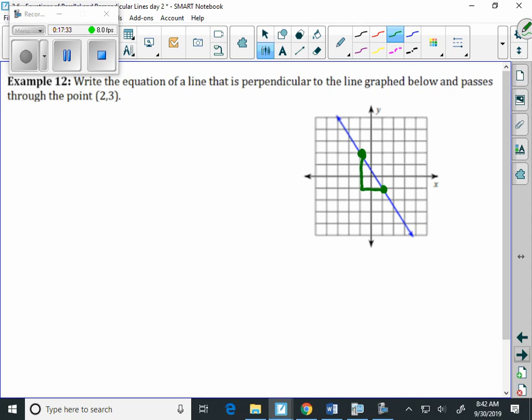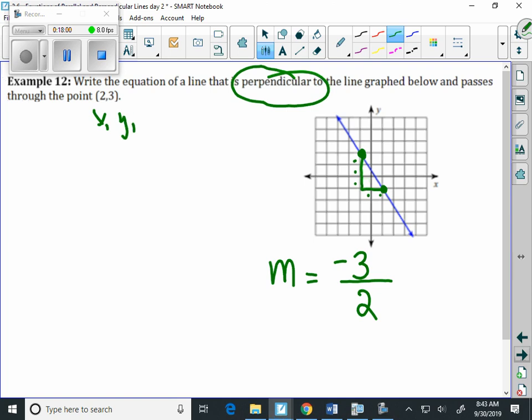And our slope, once again, is rise over run. Although we went down 3 and to the right 2. So our slope is -3/2. It says write the equation of the line that is perpendicular to the line graphed below and passes through the point 2, 3. There's our slope, but we need the perpendicular slope.